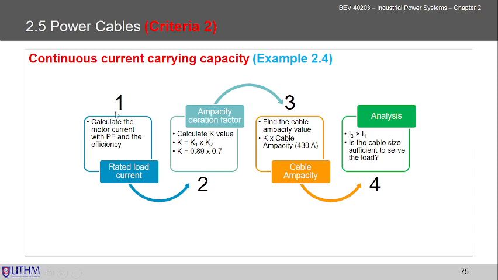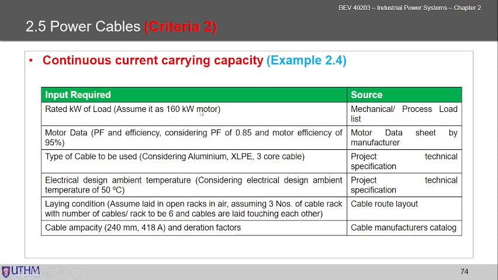Number one, we need to obtain the motor current. What is the motor current, with the power factor and the efficiency? That means we need to calculate the input current for this motor. This motor is 160 kW, so I is equal to 160 kW divided by root 3 times 415 volts times 0.85 the power factor, and lastly times the efficiency 0.95. Then you will get the value.